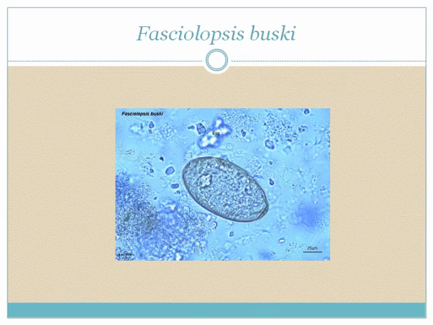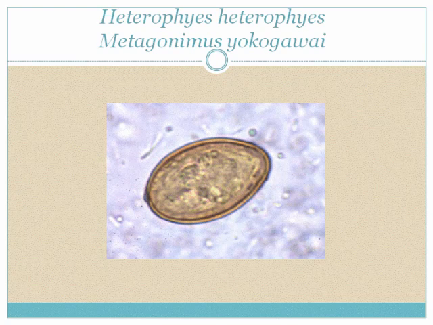There's the egg of Fasciolopsis buski. It's an oval, very large egg, about 130 micrometers, and it also has an operculum or a lid on it. Heterophyes and Metagonimus yokogawai eggs are indistinguishable from one another. They're smaller eggs, operculated, and they have a shoulder. You can kind of see the operculum here. The shoulder isn't very visible, but it's usually right around there.